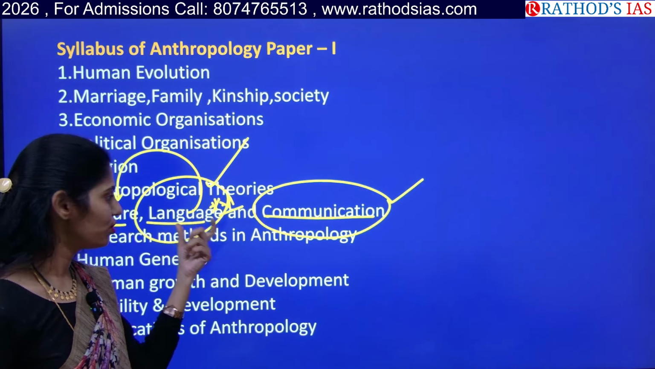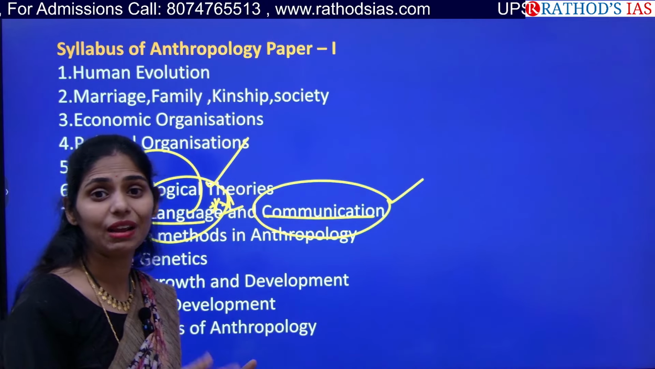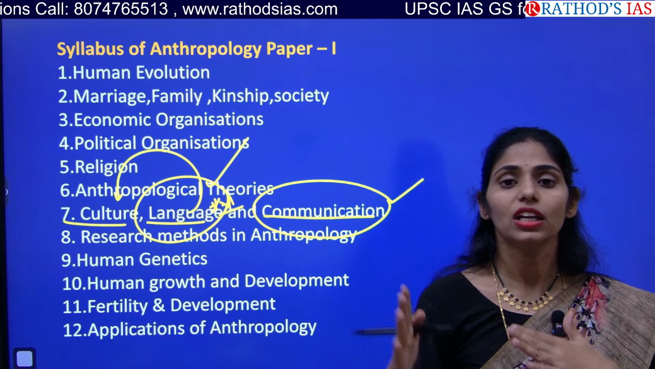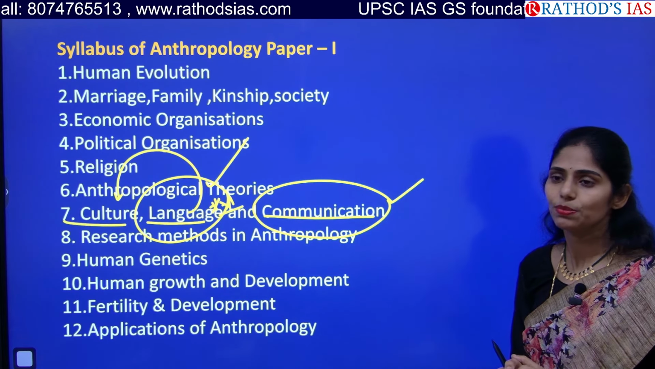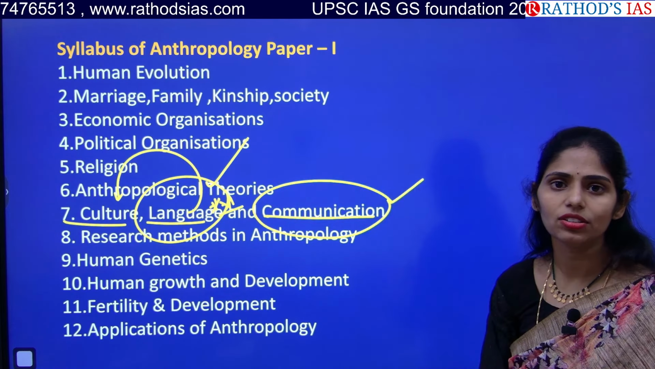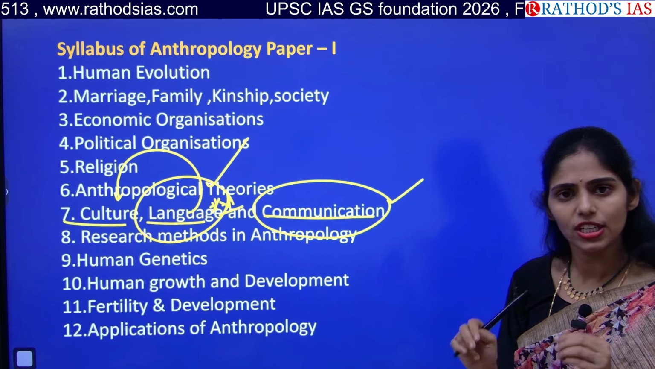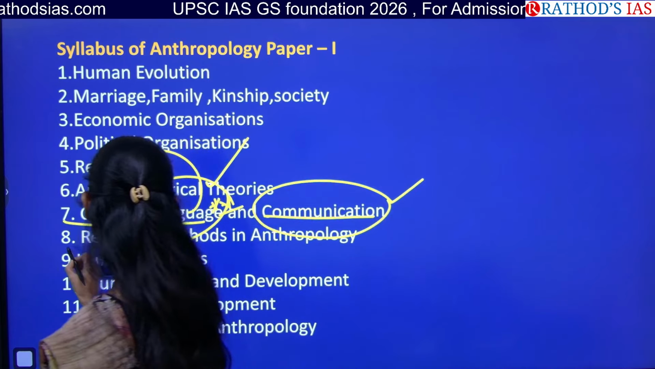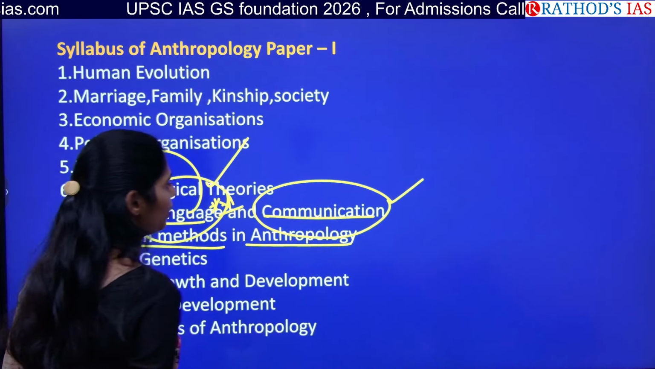You also have to see what languages are, the different types of languages spoken in our country, in which part of our country which kind of languages are spoken, and the related theories of origin of language. That's it for this chapter. The next one is the 8th chapter. It is about research methods in anthropology.